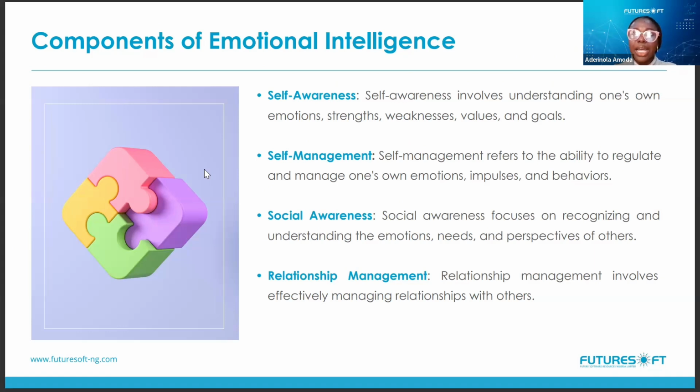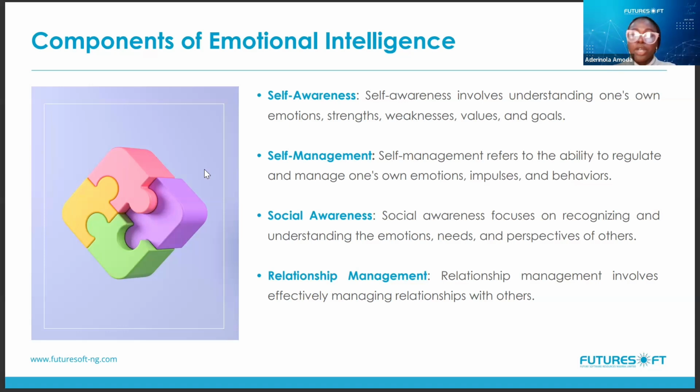So another component of emotional intelligence is social awareness. Social awareness focuses on recognizing and understanding the emotions, needs, and perspectives of others. It includes the capacity for empathy, being attuned to social cues, and demonstrating an understanding of different social dynamics and cultural norms. Then you move to the next, which is relationship management, another component of emotional intelligence.